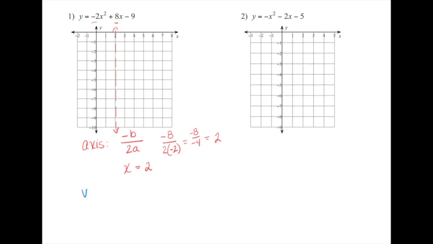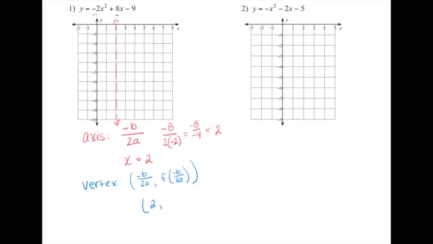So my vertex is going to be my axis, whatever that was, and then the y value when I plug in my axis, all right? So in this case, what was my axis? Well, my axis was 2. So my x value of my vertex here is going to be 2.